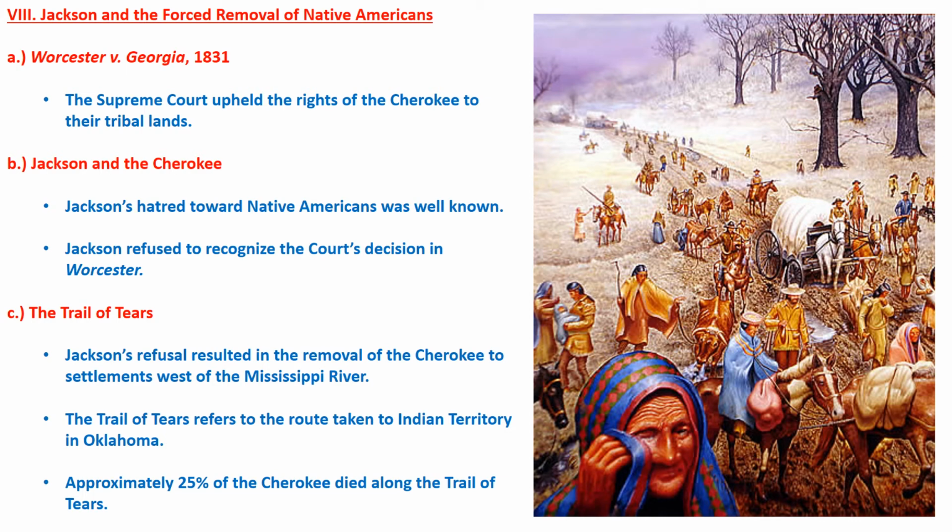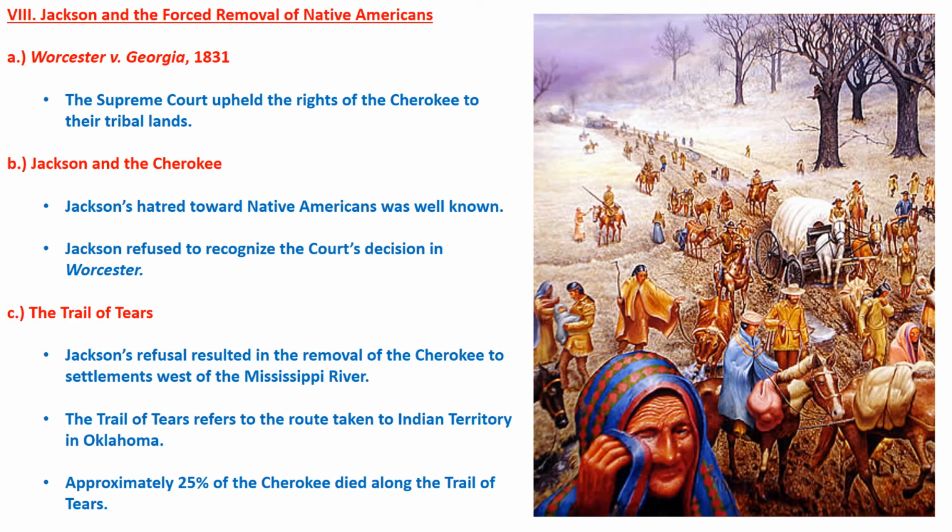Finally, we have Jackson's forced removal of Native American tribes from the American South. States had been removing Native American tribes in the South despite the existence of federal treaties that should have protected their rights to the land. One tribe in particular, the Cherokee, took their case to court to resist their removal, and that's the case in 1831, Worcester v. Georgia. The Cherokee actually win their case, and the Supreme Court upheld the rights of the Cherokee to their tribal lands.